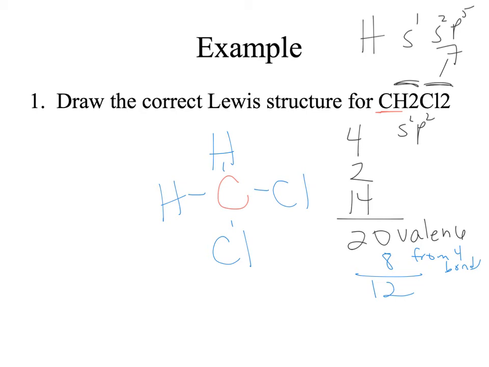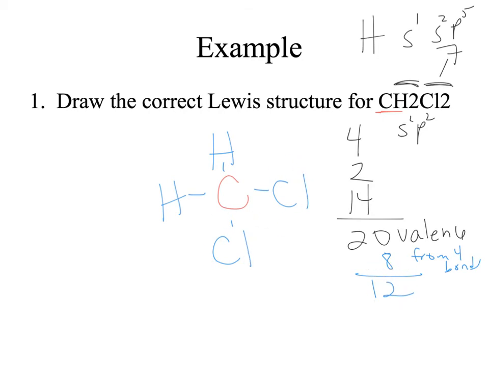Okay, now I have to distribute my remaining 12 electrons around my outside atoms so that they have an octet. Well, hydrogen doesn't need any more. These 2 make hydrogen happy. It makes hydrogen think it has an s2 outer shell, which is all that hydrogen can handle. So I have to distribute these 12 electrons around chlorine.